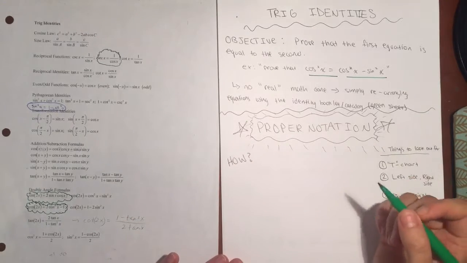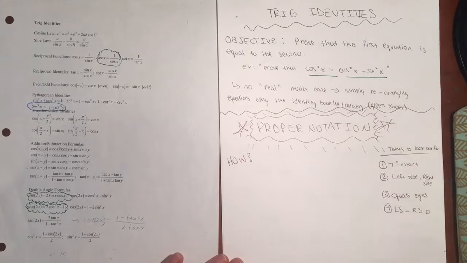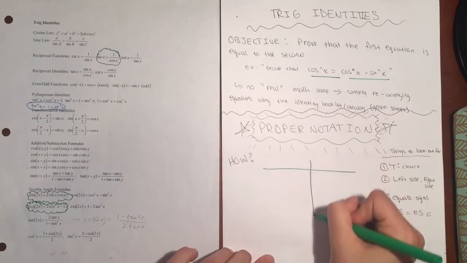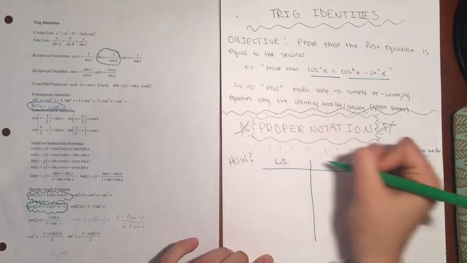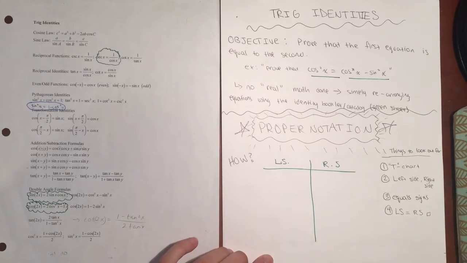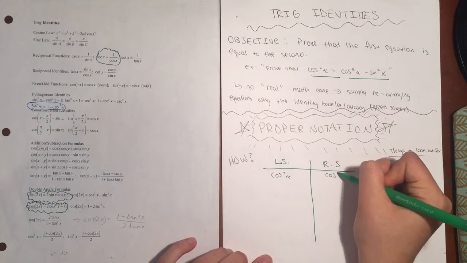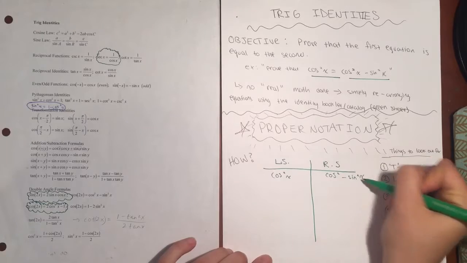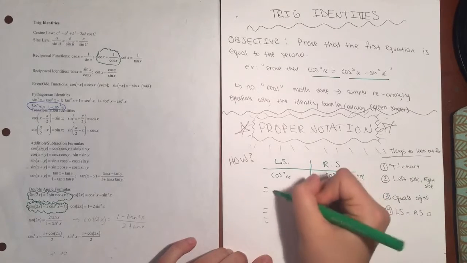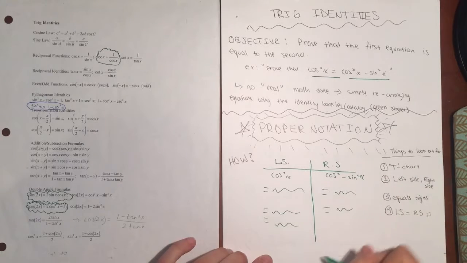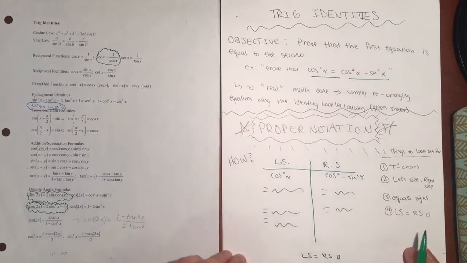And something that's really important is proper notation. The way you do this is you set up a t-chart kind of thing, and you have to write left side equals right side. And then you write out cos squared x equals cos squared x minus sine squared x. And then all of your following steps have to have equal signs next to them. And when you finally get your final answer, you have to write left side equals right side. So just make sure you follow that whenever you're solving trig identities.